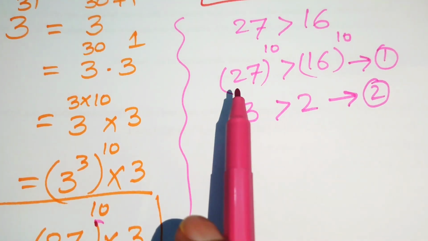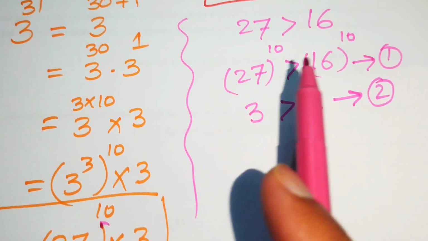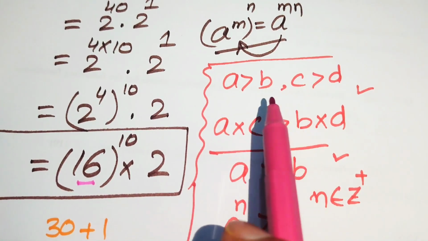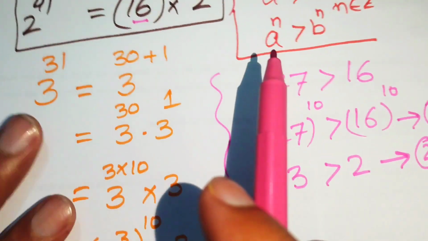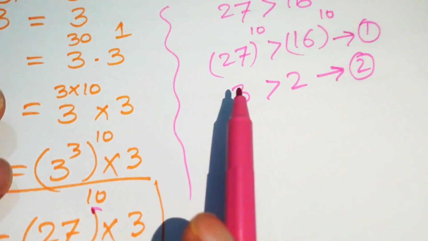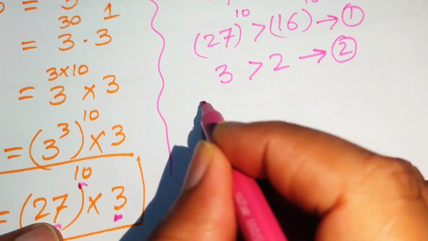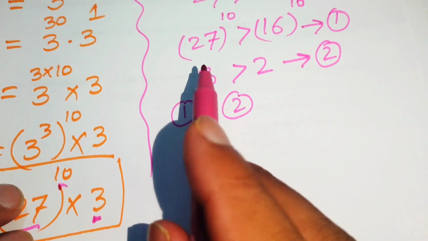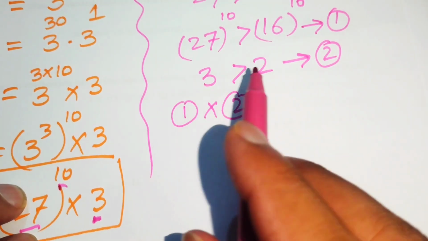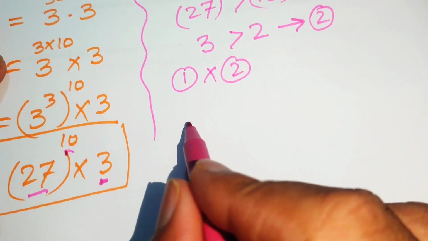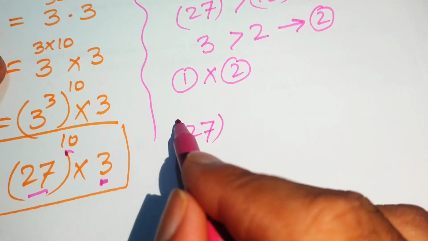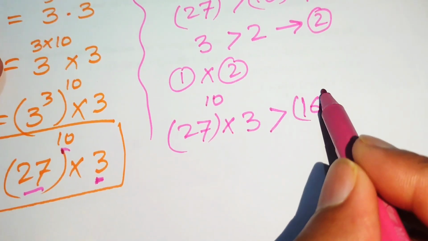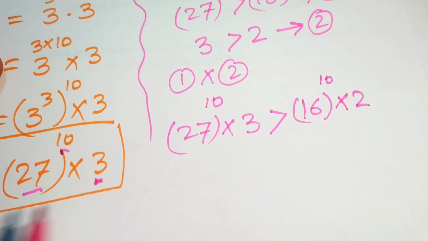You see here these are four numbers A, B, C and D, where A is greater than B and C is greater than D. So now it is time to use the first law. If we multiply these two inequalities, we get the output in this form. We multiply 1 by 2. Multiplication means we multiply left hand side with left hand side and right hand side with right hand side. So we have 27 to the power of 10 multiplied by 3 is greater than 16 to the power of 10 multiplied by 2.